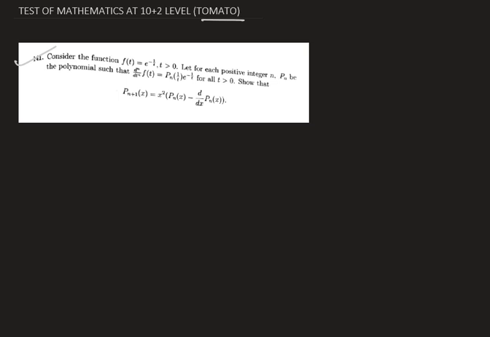Consider the function f(t) equals e to the power minus 1 by t, where t is a positive variable. Now, let for each positive integer n, Pn be the polynomial such that d^n/dt^n f(t) equals Pn(1/t) e to the power minus 1 by t for all t greater than 0. Now we have to show that P(n+1)(x) equals x squared [Pn(x) minus d/dx Pn(x)]. Okay, so let's try to prove this statement.